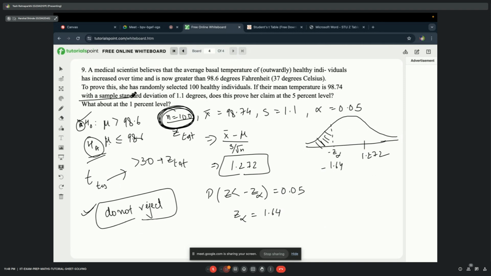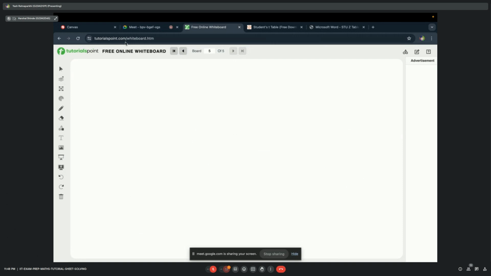And I am giving you this short homework to test it for 1%. For 0.05 we did, for 0.01 you need to calculate. Got it? Will everyone do this one? Tomorrow we will discuss once if you get anything wrong. Let's go to the next question.